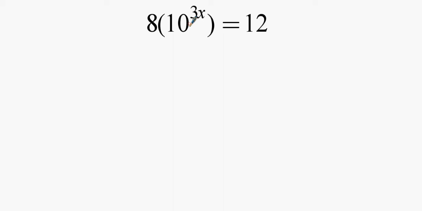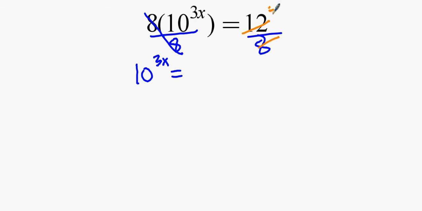Okay, let's see here. We have 8 times 10 to the 3x equals 12. Well, let's divide first by 8. Let's get rid of that 8. So now we only have 10 to the 3x equals 12 over 8. If we simplify that, if we divide the top and the bottom by 4, I'm going to get 3, and if I divide this by 4, I'm going to get 2. So this really equals 3 halves.